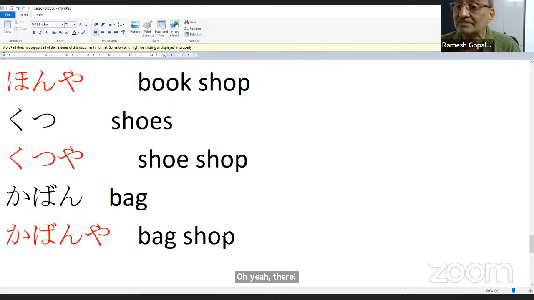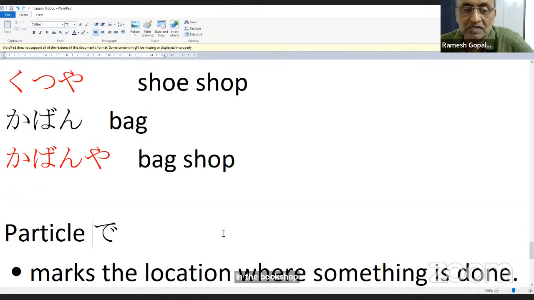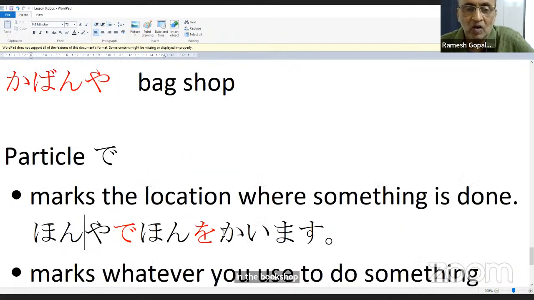What is the meaning? Buy books from the bookshop. Kau is to buy, no? Yes, I gave you the verb. I'm using only things which I have told you. Kau is to buy, so kaimasu means I will buy. I will buy what? Books. I buy books in the bookshop. So, honya de, hon o kaimasu.